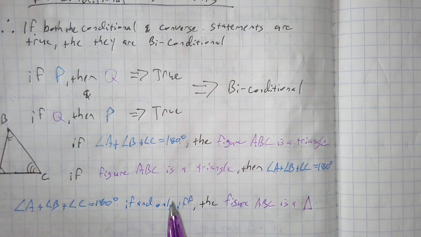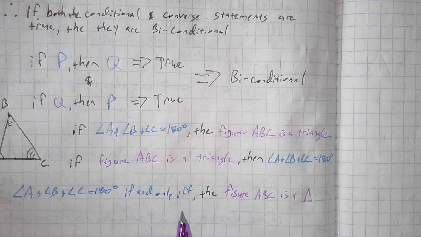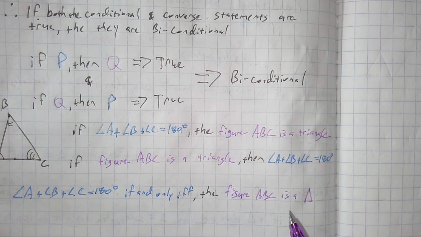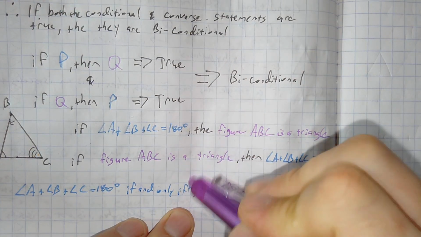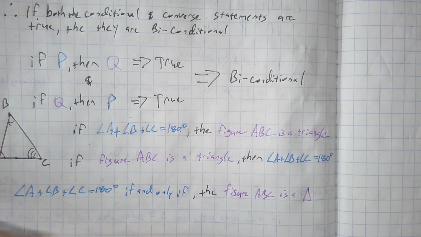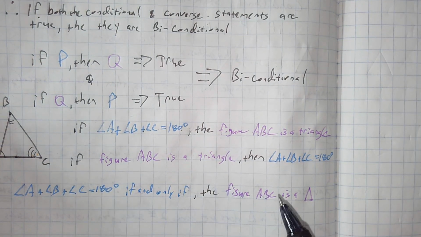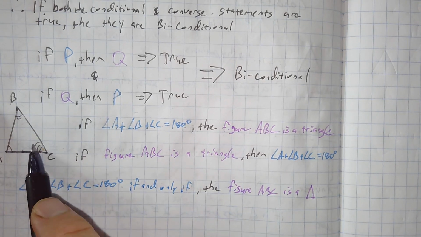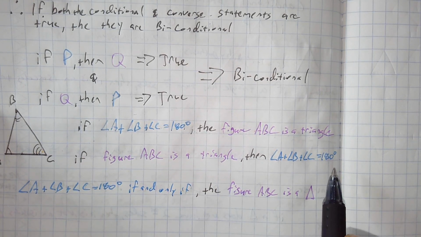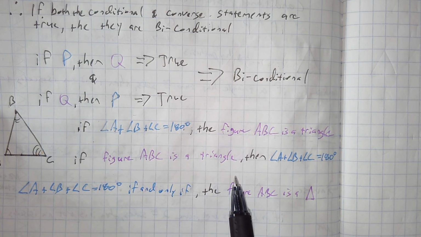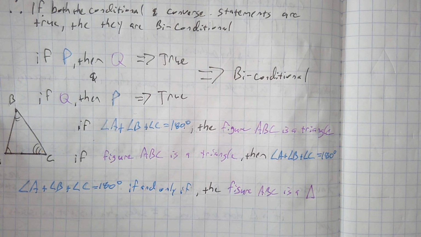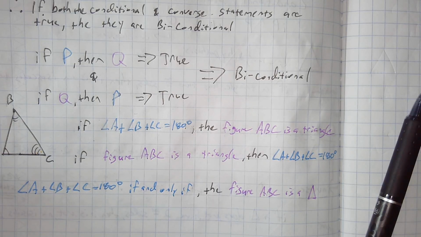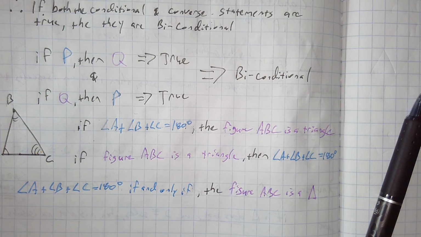So a biconditional statement allows you to use the if and only if statement. That means that there's no other circumstance. The abbreviation for if and only if is IFF. The only way that the interior angles of this figure would equal 180 degrees is if the figure was a triangle. That's the only way that would work. Okay, so let me show you another example where this isn't true.